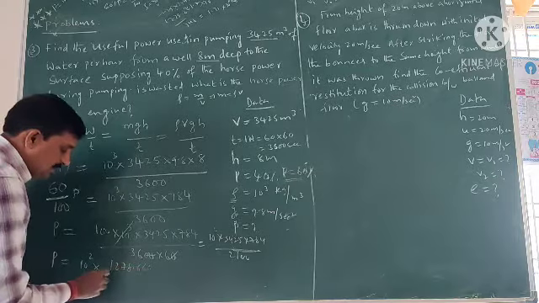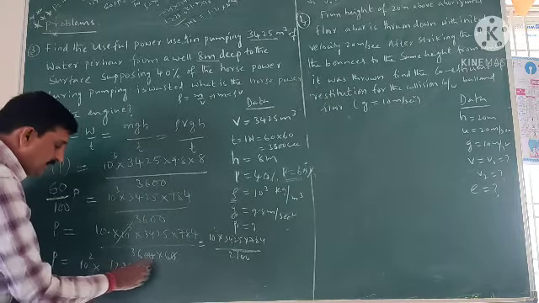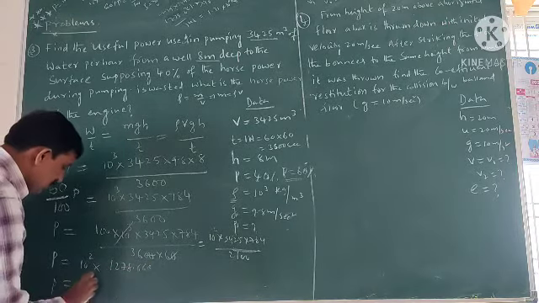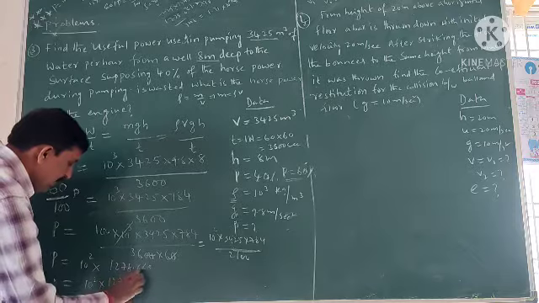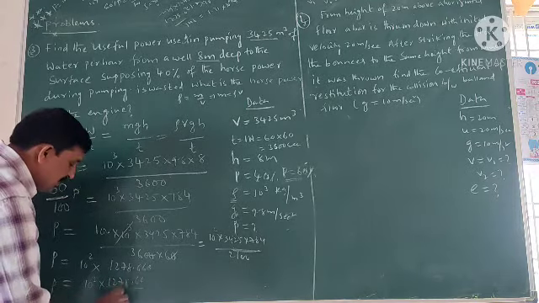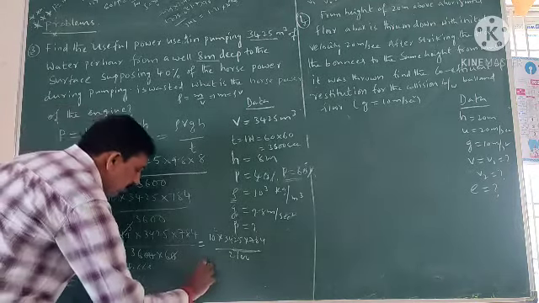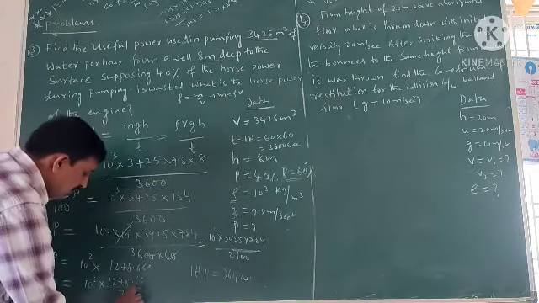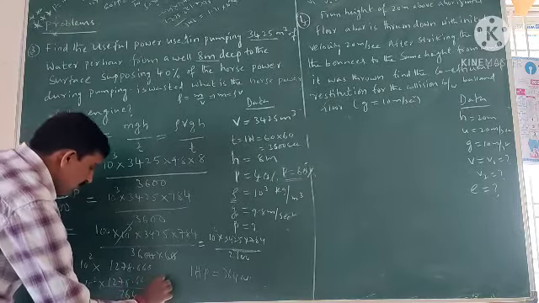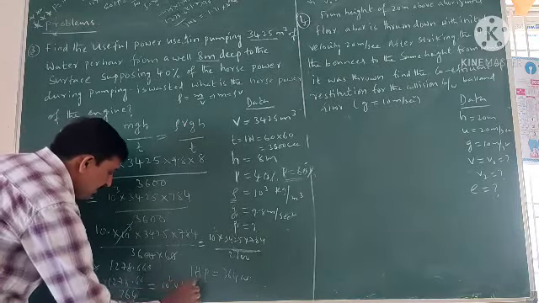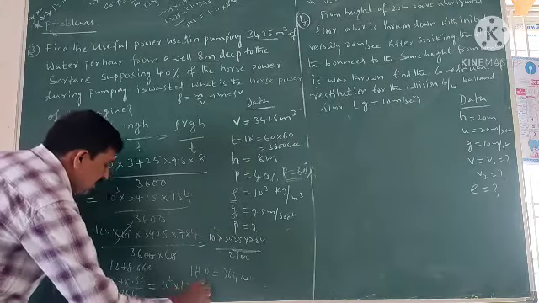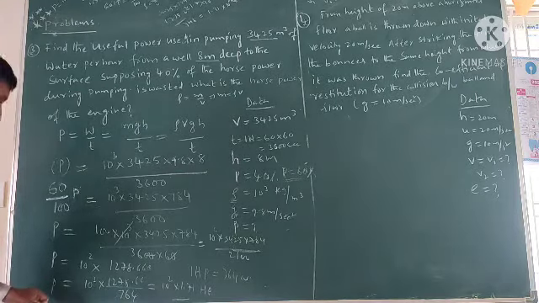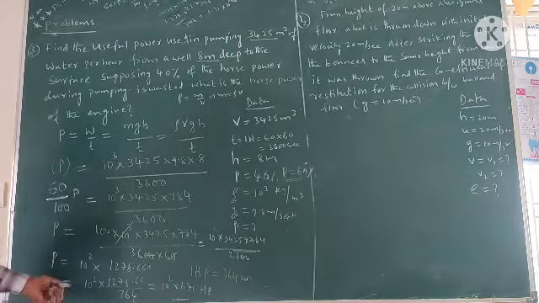1278.66. Now the value is converted to horsepower. So 10 square into 1278.66 divided by 746, since 1 HP is equal to 746 watts. Finally 10 square into 1.7 horsepower. So this is the power of the machine in HP.